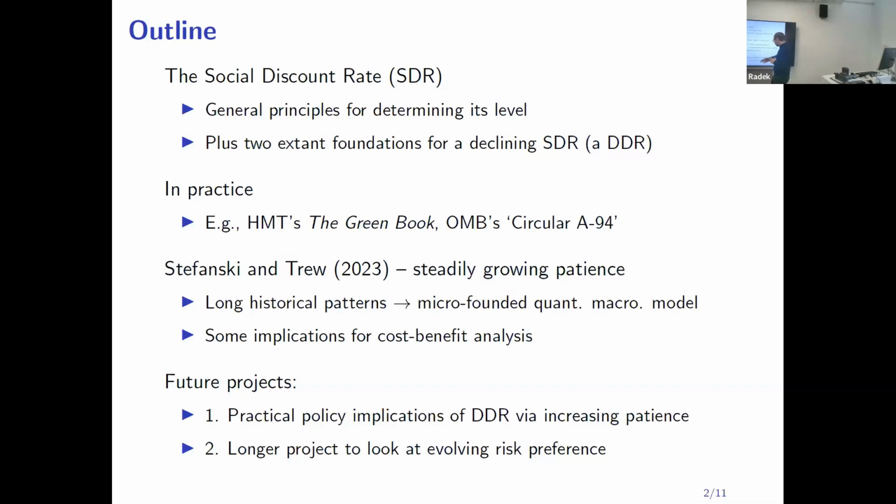We'll also talk, relatedly to this paper, which was just published in JP Macro, about some future projects where we're thinking about practical policy implications of this declining discount rate by increasing patience. What will policy look like when you have a DDR, a declining discount rate, in comparison to the world where you have a constant discount rate?